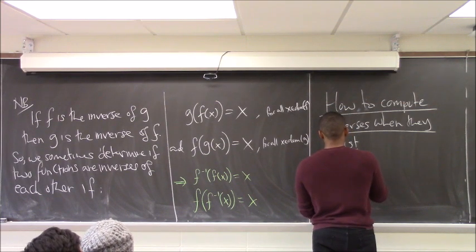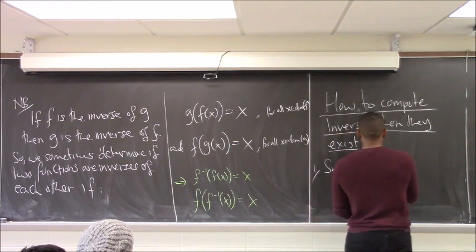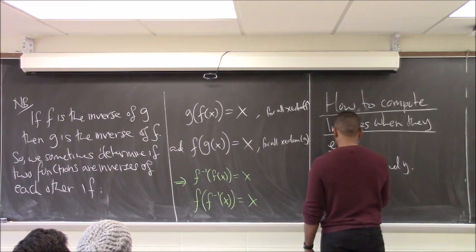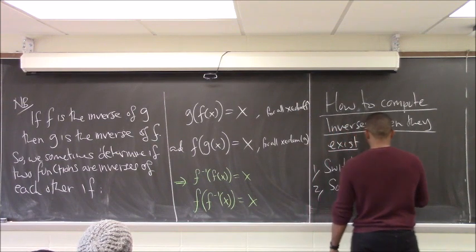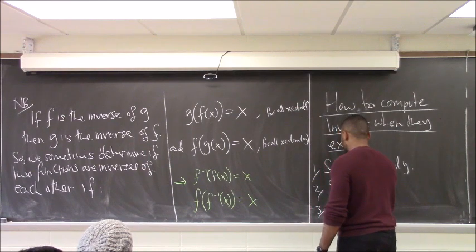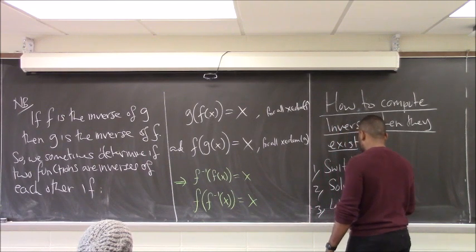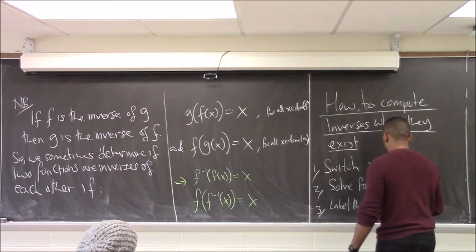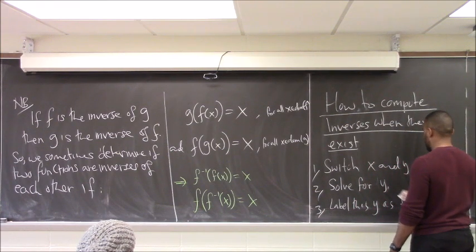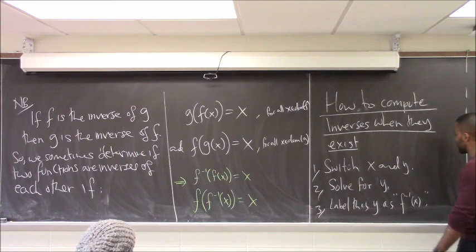Step 1, switch x and y. Step 2, solve for y. And step 3, this is a nice step, label this y as f inverse of x. Switch x and y, solve for y, that's the basic idea.